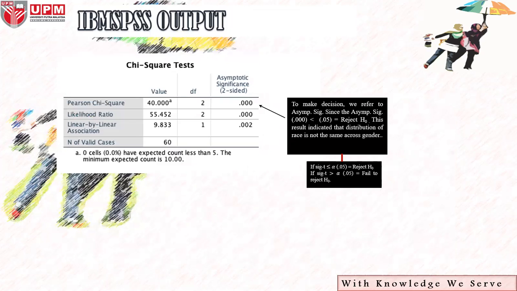Okay, so based on the result, seeing the significant value 0.000 is lesser than alpha 0.05, therefore we reject the null hypothesis. So in this case, it indicates that the distribution of race is not the same across gender. Okay, taburannya tak sama.